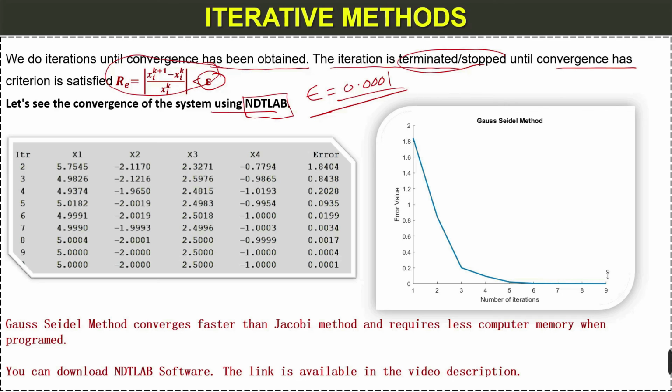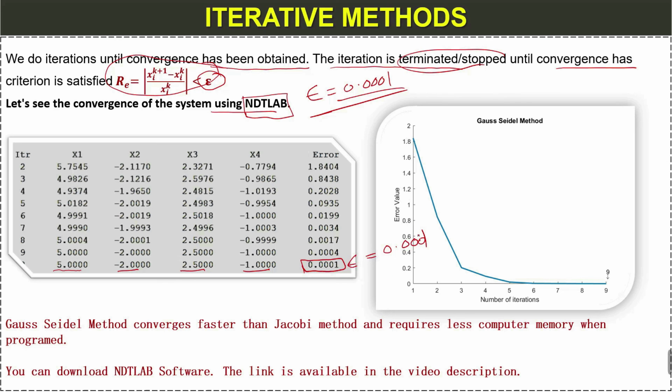Here we have the iterations, and we can see that after 9 iterations the system converges toward 5, minus 2, 2.5, and minus 1. And we can see that in this case the tolerance, or the absolute error, is equal to 0.001.